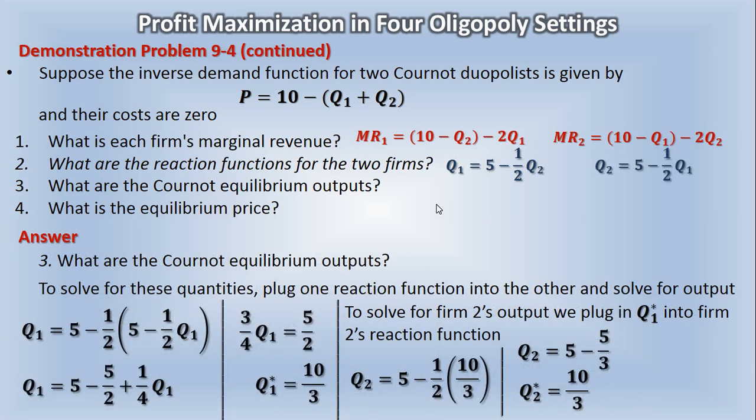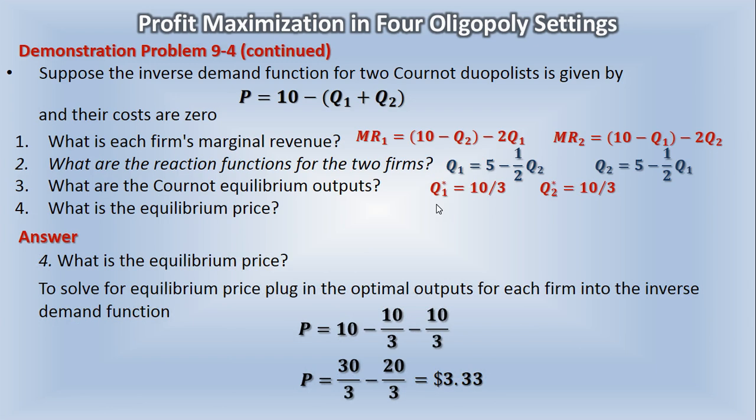Where those two reaction functions intersect, that is where the Cournot equilibrium outputs are determined, and we do that mathematically by just looking at our two reaction functions and doing a system of equations analysis, using two equations to solve for two unknown variables, firm 1's quantity and firm 2's quantity. So again, you plug firm 2's reaction function into firm 1's reaction function, then solve for firm 1's Cournot equilibrium output, and then you plug that into firm 2's reaction function, and that gets you firm 2's equilibrium output.